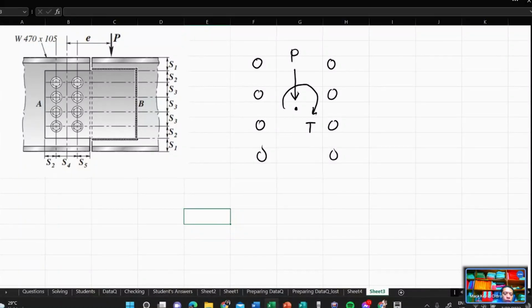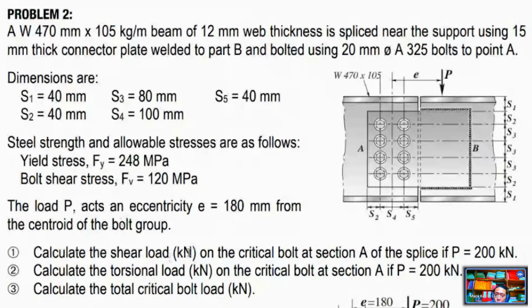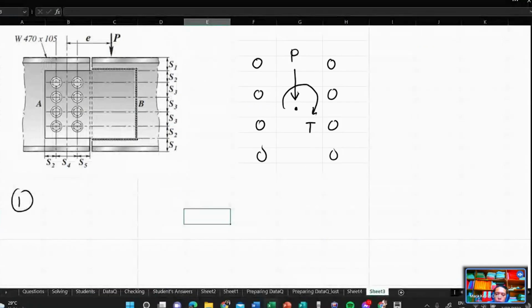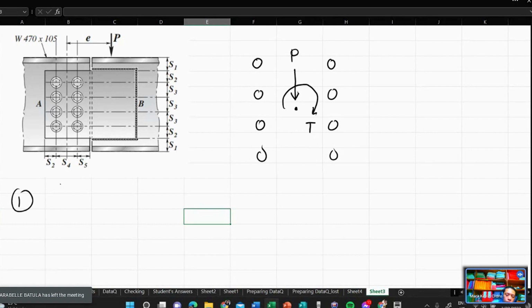Okay, question number 1 is the shear load, in kilonewton, on the critical bolt at section A. I already explained to you that the critical bolt here is this bolt or this one. Anyway, question number 1 is the shear load only. The shear load on all of the bolts is the same. If you're solving for the shear load only, that's just P over the number of bolts. There are 8. This is your shear force. Shear is equal to P over the number of bolts.